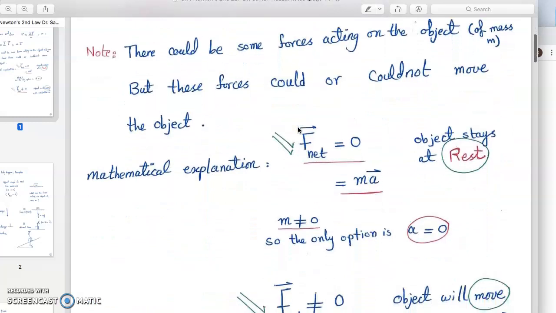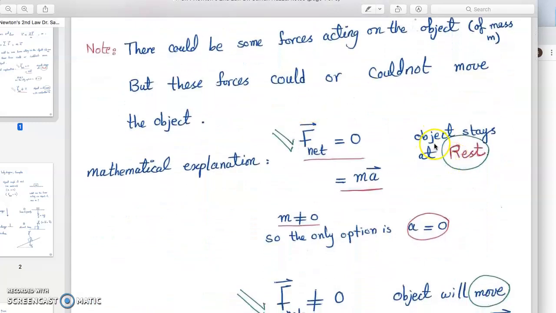We went through all that, and if we are stressing the important points, if we say that the object stays at rest, it doesn't mean that there are no forces acting on that object. It means that the net force acting on that object is equal to 0, which makes the object at rest, because definitely m will not be equal to 0. So if F net is equal to 0, it means that the acceleration is 0, which means the object will not move.